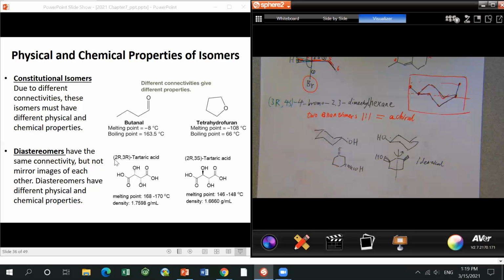For example, this is 2R,3R tartaric acid and this is 2R,3S tartaric acid: one the same, one opposite. The melting points are quite different, and even their densities are different. That means we should be able to distinguish these two, for example by taking the melting point. They also have different physical and chemical properties and different reactions.